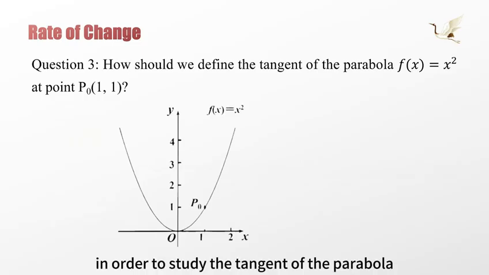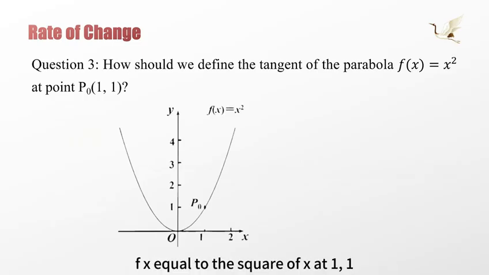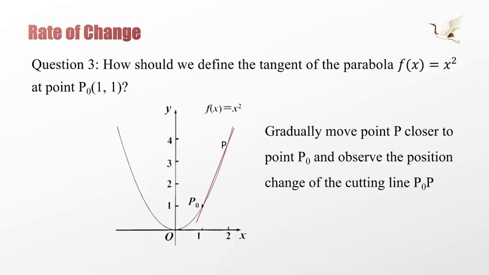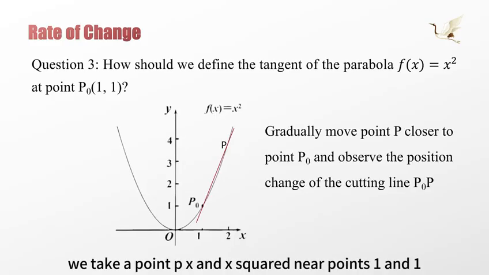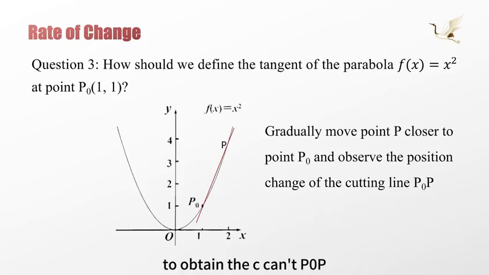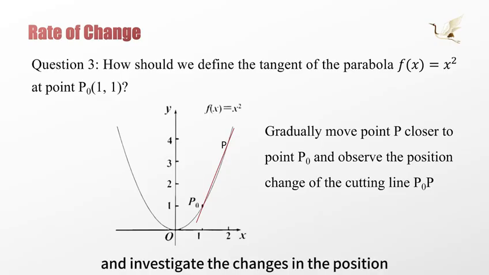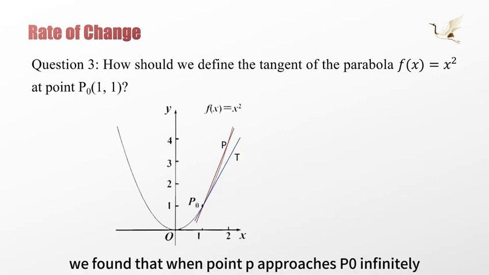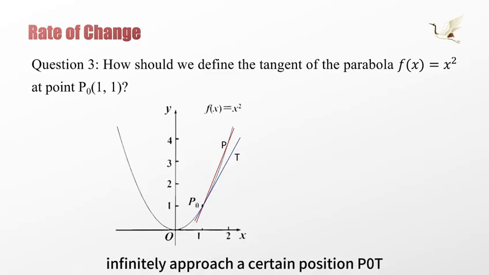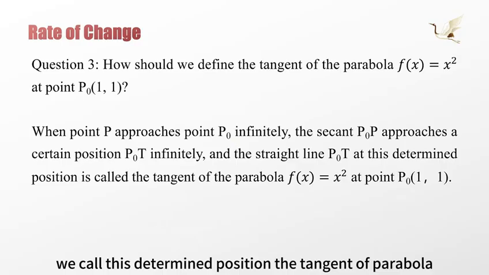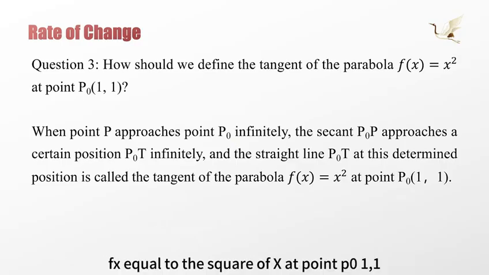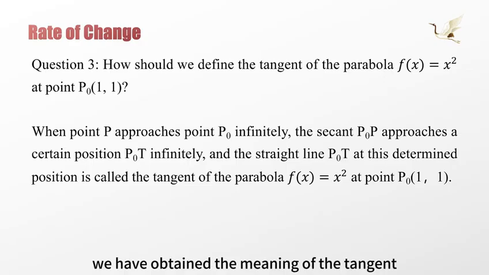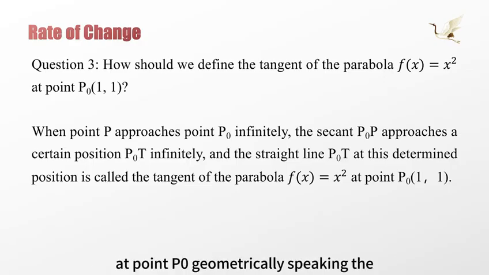So similarly, in order to study the tangent of the parabola f(x) = x squared at point (1, 1), we take a point P(x, x squared) near point (1, 1) to obtain the secant P0P. We will gradually move P closer to P0 and investigate the changes in the position of the secant P0P. We found that when point P approaches P0 infinitely, the position of the secant P0P will infinitely approach a certain position P0T. We call this determined position the tangent of the parabola f(x) = x squared at point P0(1, 1). We have obtained the meaning of the tangent of the parabola at point (1, 1).